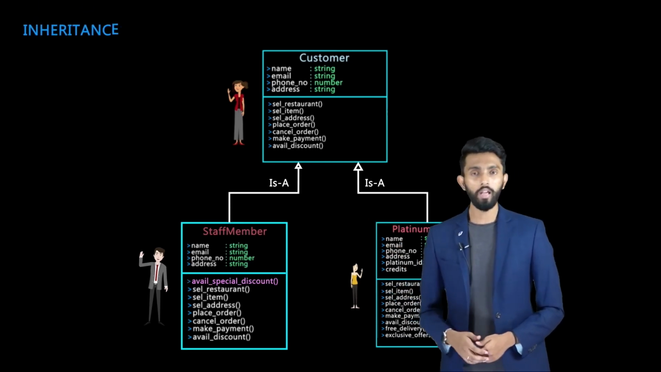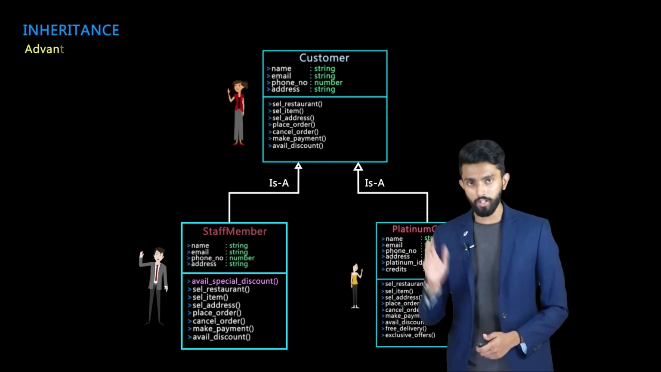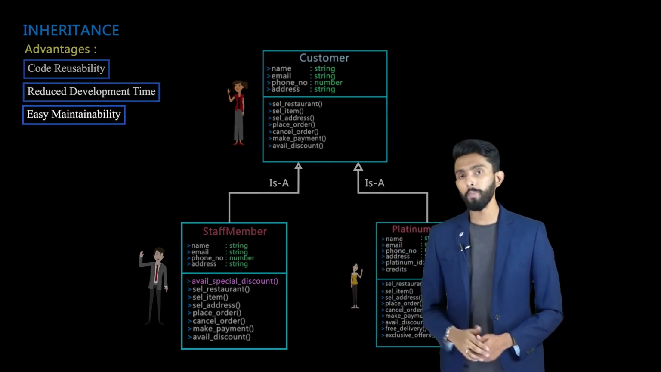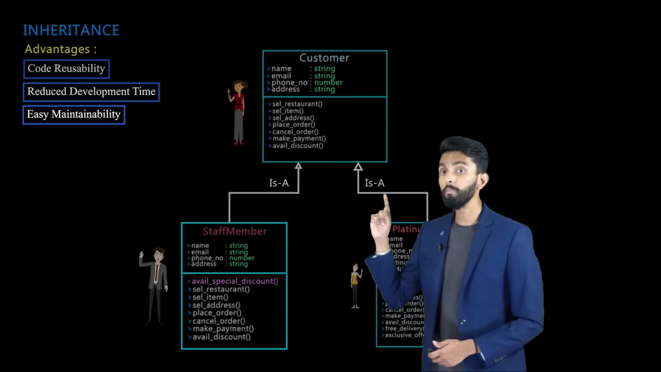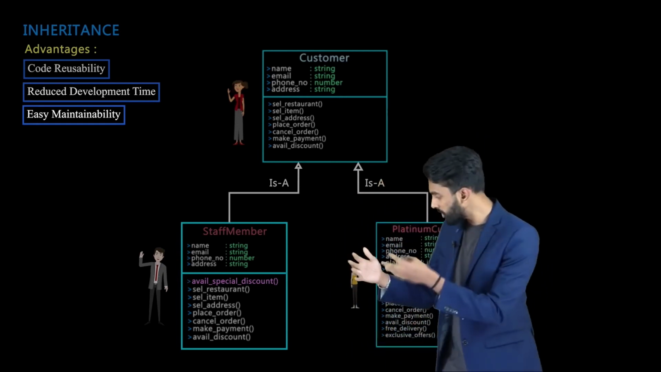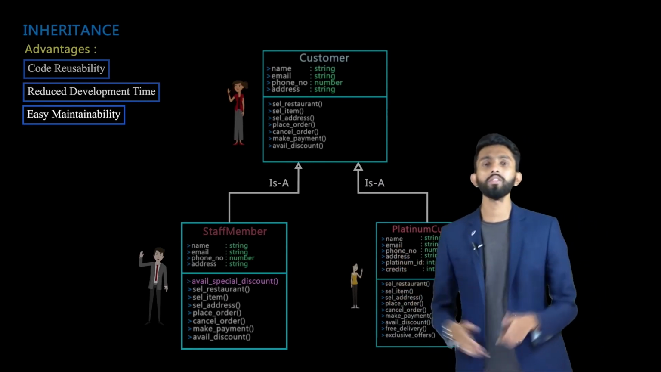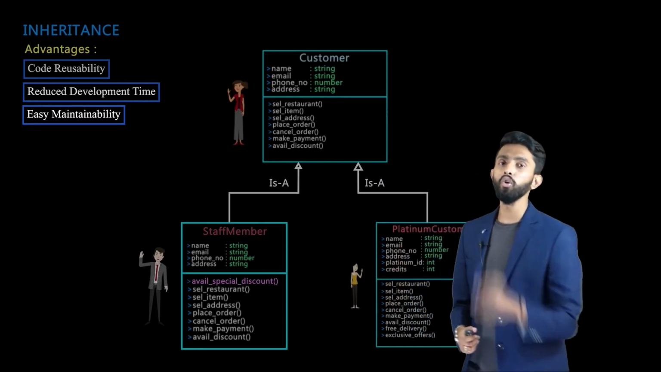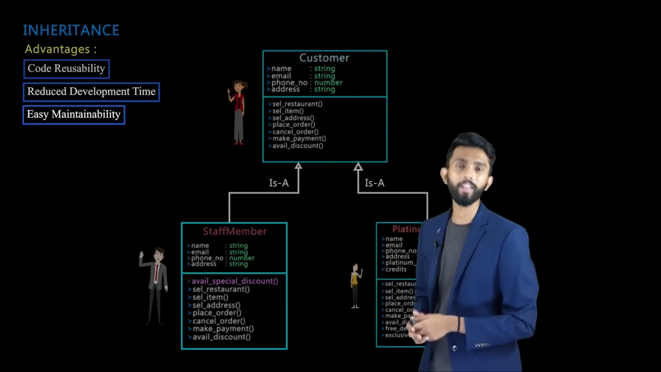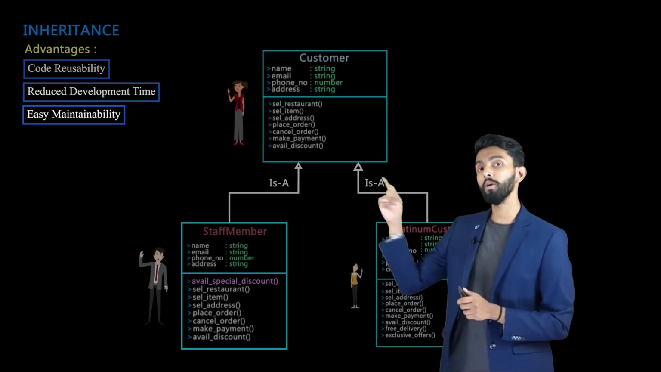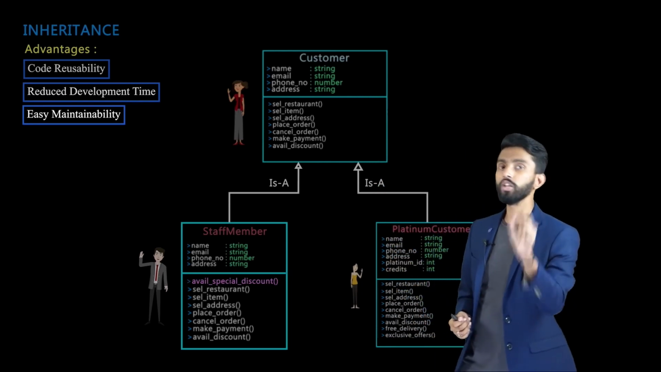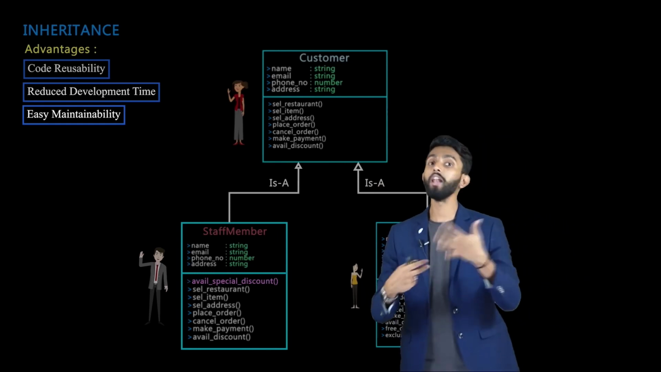So this is inheritance. Its advantages in simple words are code reusability, reduced development time, and easy maintainability. Now what do you mean by easy maintainability? How does it make maintenance easy? My friends, simple. Assume I'm going to release a new feature for every customer. Doesn't matter whether it is platinum, staff member, or a regular customer, which is the customer, if he or she chooses to, can provide their live location details to the delivery partner.